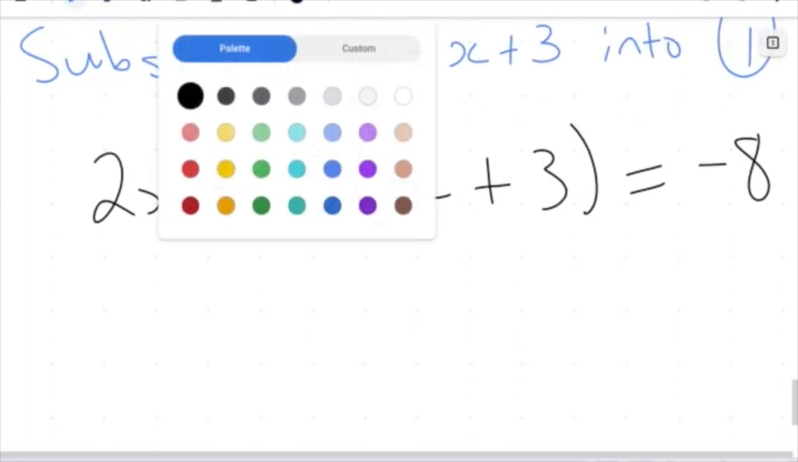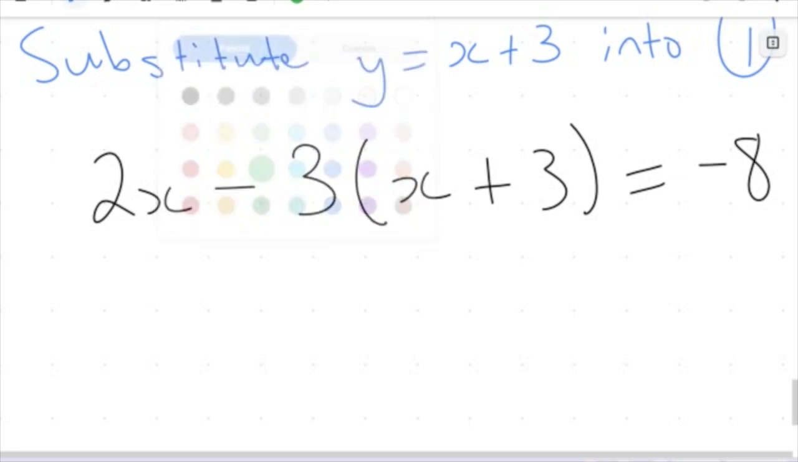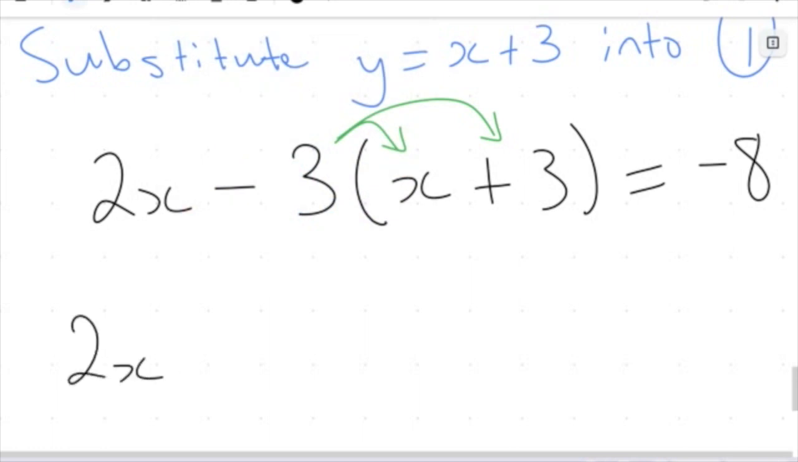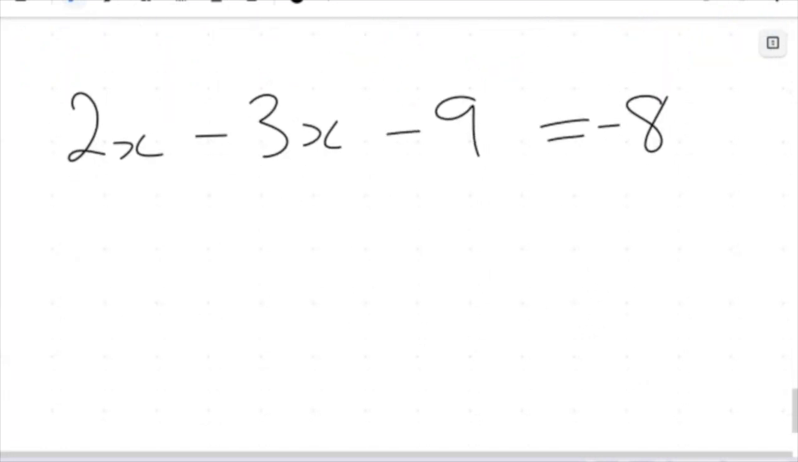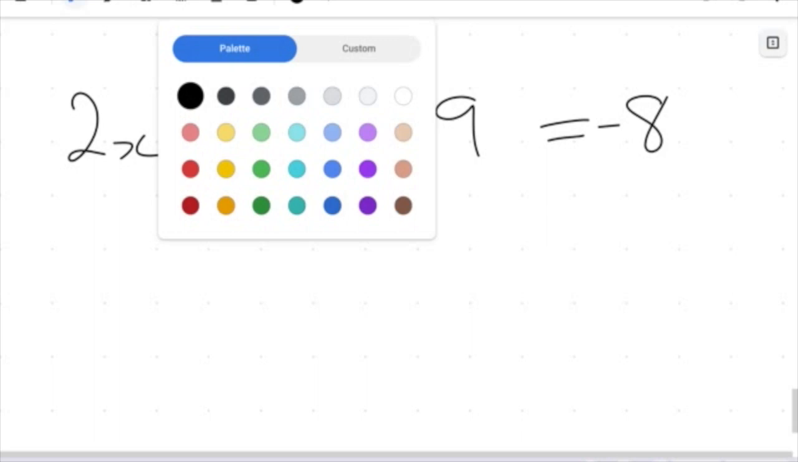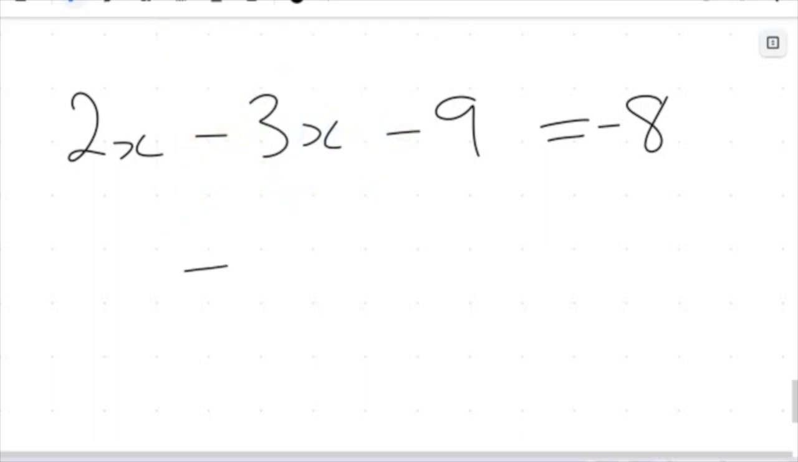This becomes an equation I can now solve. So in order to do this, well, I want to first expand these brackets here. So my 2x stays how it is. I have minus 3 times x, that gives me minus 3x. And I have minus 3 times positive 3, that gives me minus 9. And I get negative 8 on the right-hand side. Okay, and now I have these two like terms here. Now, algebra tells us I can work with these. So 2x minus 3x, I can write as negative 1 lot of x, or negative x. Minus 9 equals to minus 8.